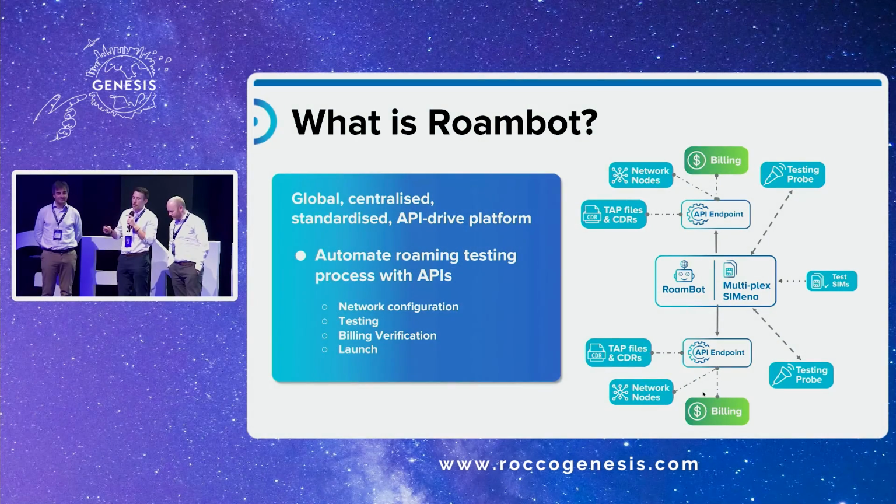RoamBot is a global centralized platform that leverages standardized APIs in order to automate roaming testing and service launch. So doing this enables testing of roaming independent of a partner network. If they have scarcity of resources on their side, you'll be able to get it done quicker. You can allocate less resources to the testing yourself, and also you can get instant feedback on the tests and the integration. All of these together lead to unprecedented scalability of the solution.